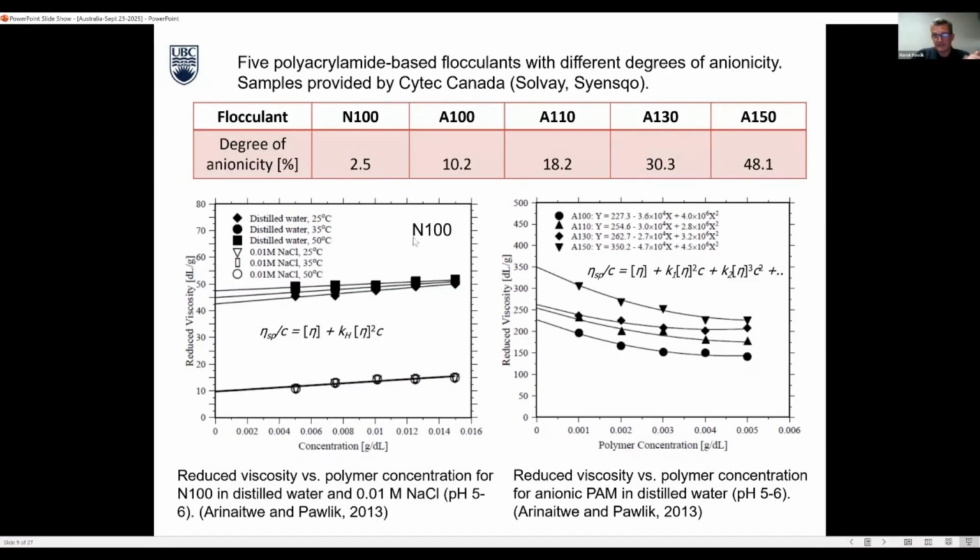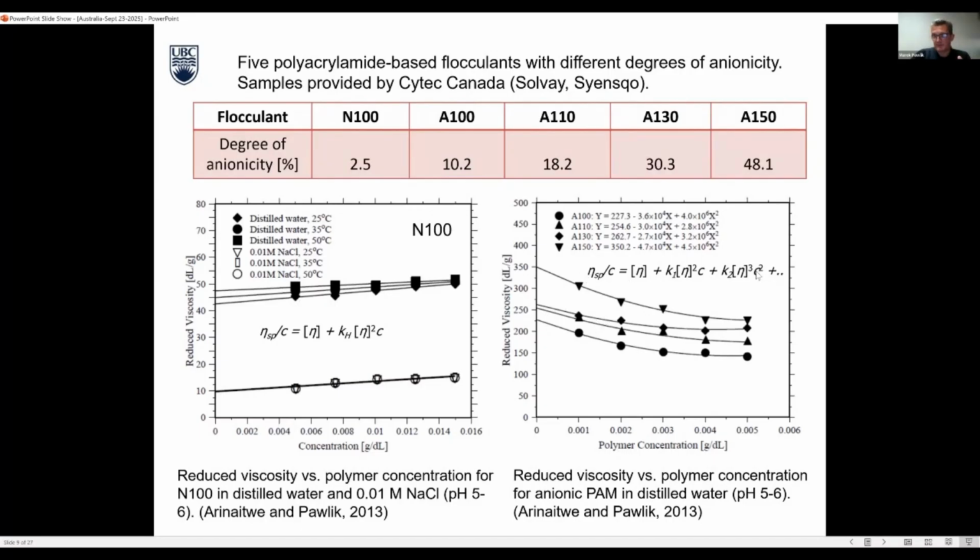The data on the left are for the N100 non-ionic polymer. Like I said, these types of polymers typically give an excellent fit to the Huggins equation, and the intercept of any of these lines with the y-axis, the reduced viscosity scale, gives you the intrinsic viscosity values. Similarly, in the case of an anionic polymer, you can see the 4 anionic polymers here from A100 to A150. They do not follow a linear relationship, and in this case, you need another way of extrapolating the data.